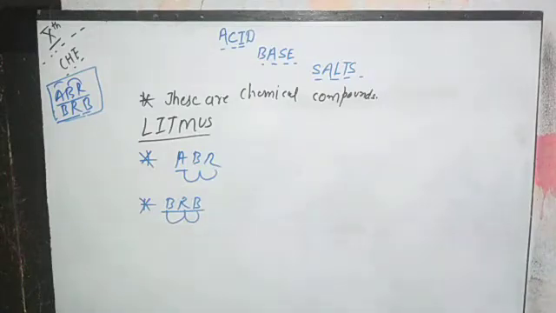As I told you, litmus is a natural indicator which comes from the division of Thallophyta, and litmus is naturally orange or purple in color, and litmus is a type of lichen. Do you know what we mean by lichen? Let me tell you something regarding lichen.